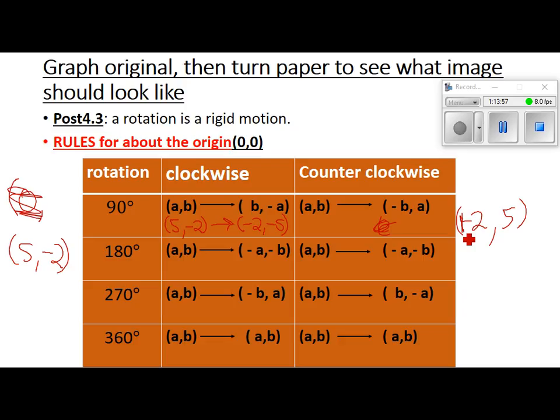Let's do a hard one. What if we had Curtis's point at 5, -2, and we wanted to rotate it 360 degrees counterclockwise? 5, -2. Ends up being the same spot, right? Got to be able to use these rules. If you didn't write these rules down, are you going to be able to do this? Probably not. I teach this every year, and I still have to look up the rules every year.